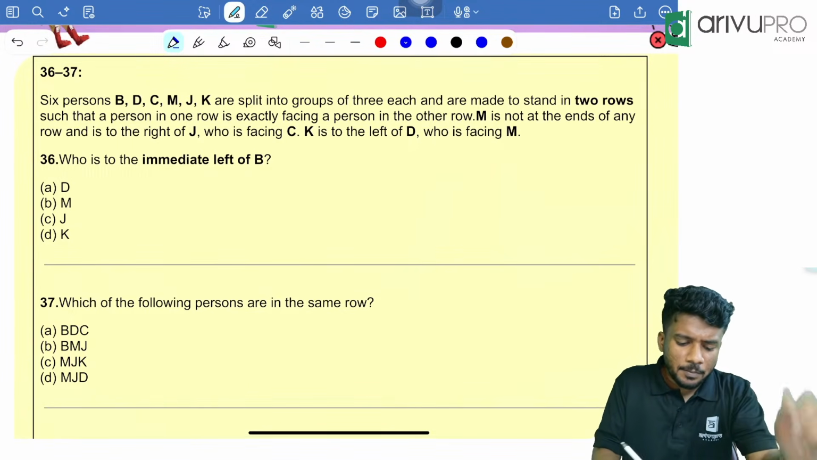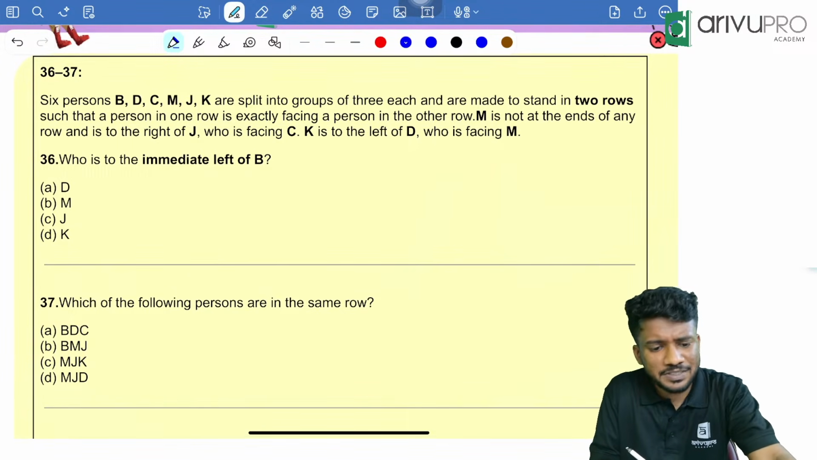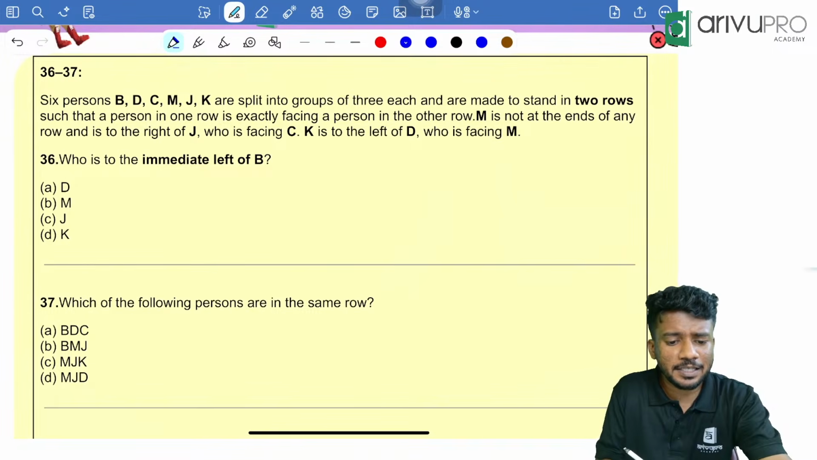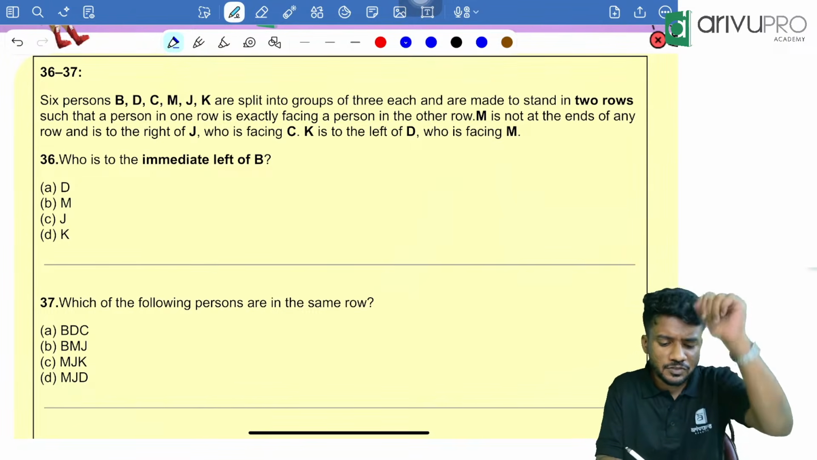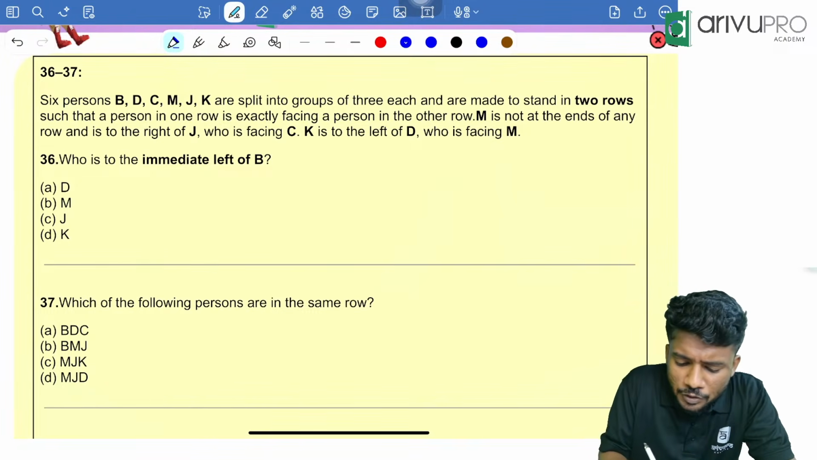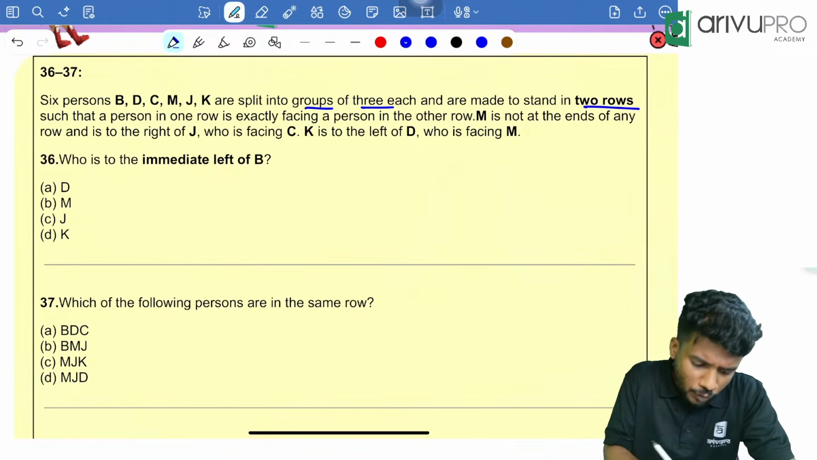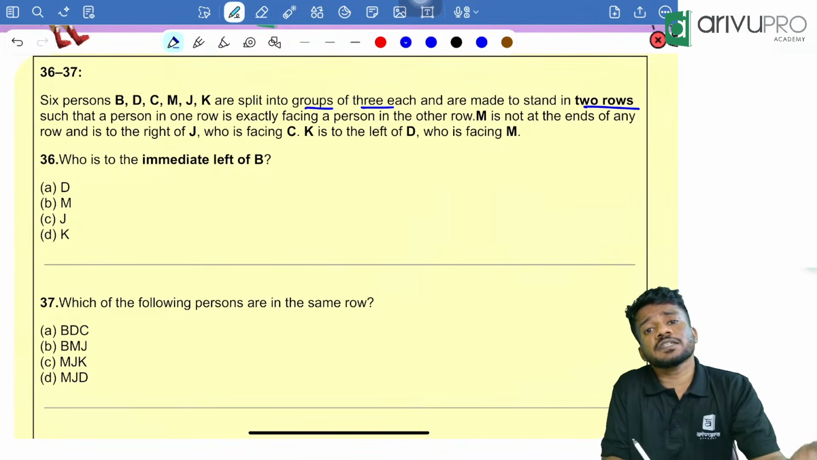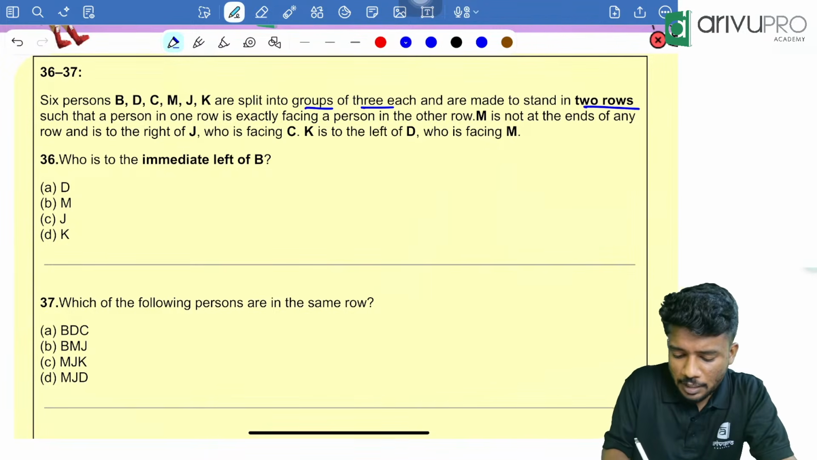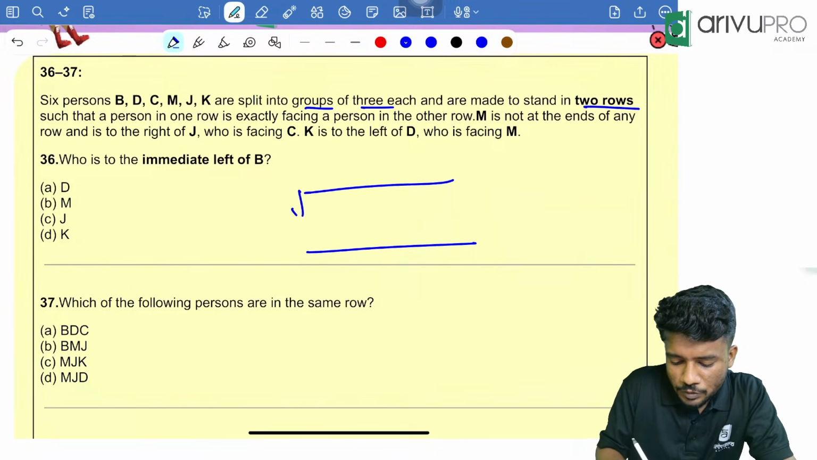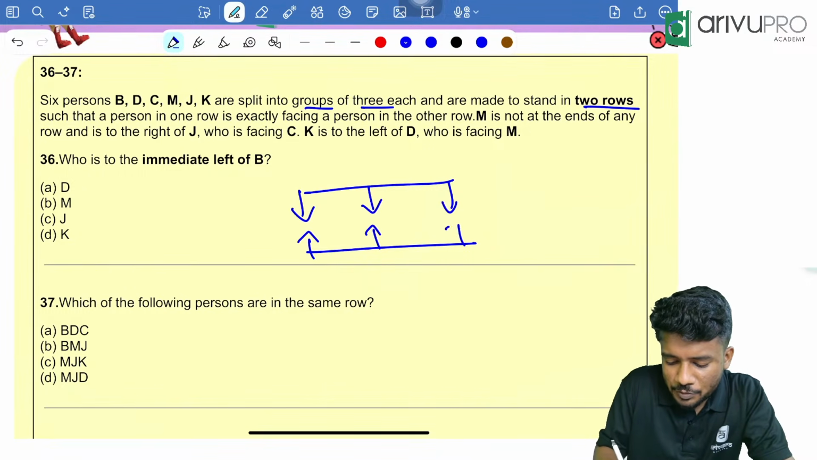Six persons B, D, C, M, J, K. Okay, how many people are there? B, D, C, M, J, K. Six people are split into 2 groups. 3 each are made to stand in 2 rows such that the person in one row is exactly facing the person in the other row. That means 2 rows are there and they are looking opposite to each other.